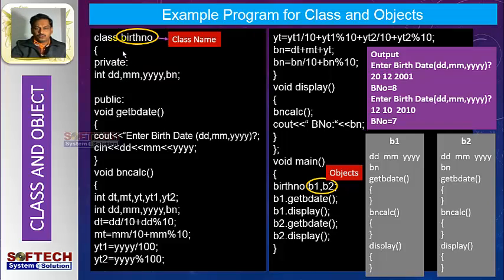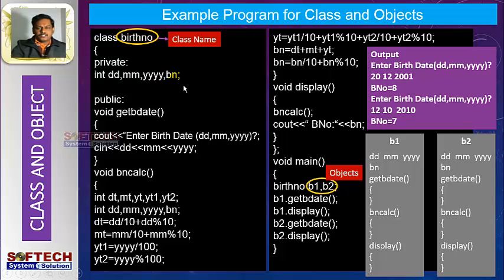Now we want to design the class to find the birth number for the given birth date. What are the members to design this class? That is the birth date. We want to get input for day, month, year, so 3 data members. Then we want to find the birth number and store it in a variable. So totally 4 data members: integer dd, mm, the 4-digit yy, and birth number bn.